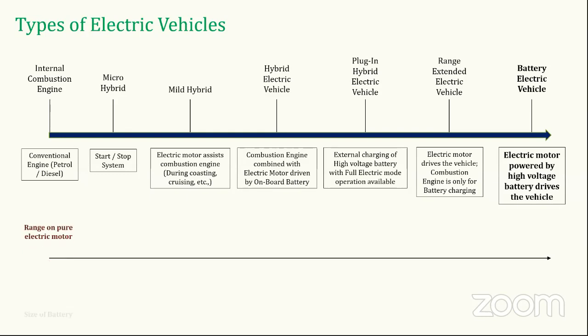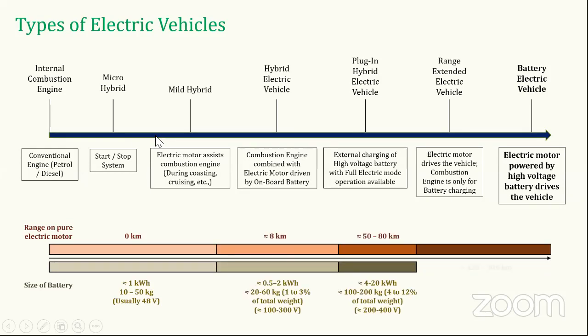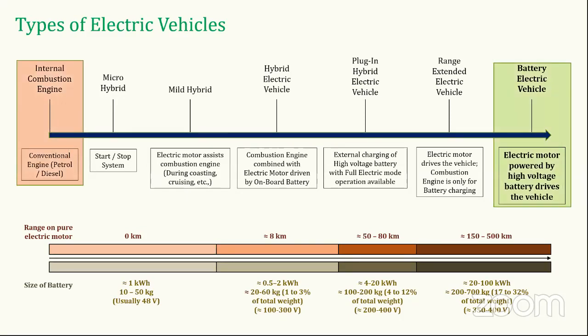So now we will go through some interesting facts on the range of pure electric motor in hybrid and electric vehicles, and the size of battery that is used in each segment. As you could see, for the micro hybrid and the mild hybrid, the contribution of the pure electric motor towards the range is actually 0 kilometers, because in this case, the electric component only helps to assist the internal combustion engine. And usually the battery used here is around 1 kilowatt hour, weighing 10 to 50 kgs, and it uses a 48 volt system.